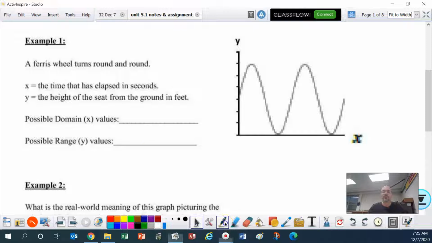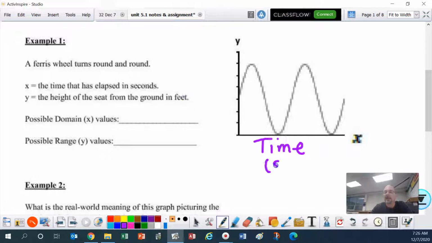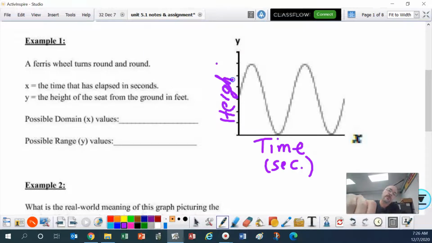So we've got this strange looking wavy line. And it says that the x-axis is representing the time that has elapsed in seconds. So what I'm going to go ahead and do, ladies and gentlemen, is label that time, and that's in seconds. Okay, and then the range, the y value, the height of the seat from the ground in feet. Okay, so I'm just going to put height, but it's the height of the seat that you're sitting in from the ground.